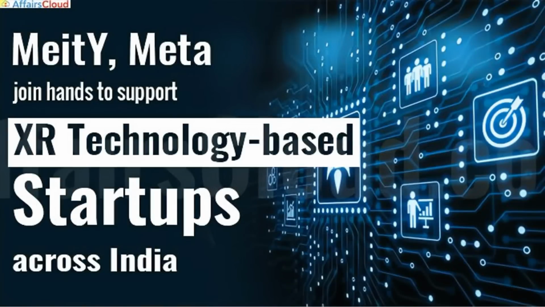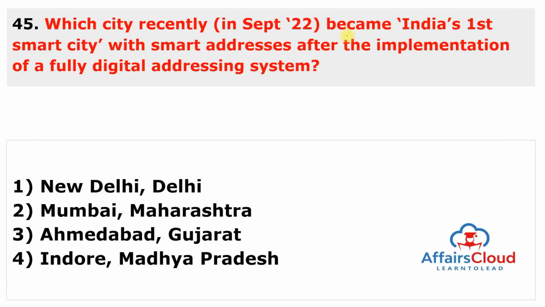Moving to next question. Which city recently became India's first smart city with smart addresses after the implementation of a fully digital addressing system? Very interesting question, very important question, and this city is Indore city of Madhya Pradesh. So answer of this question is 4.